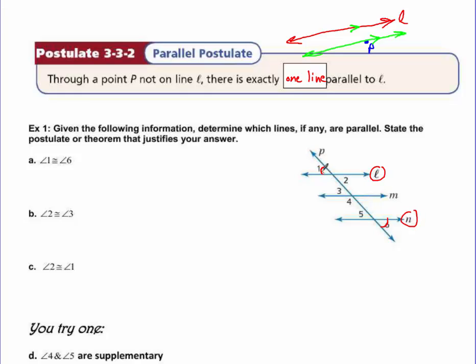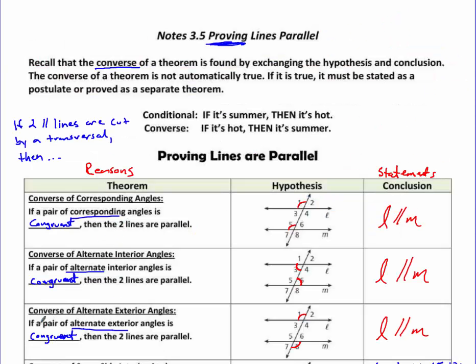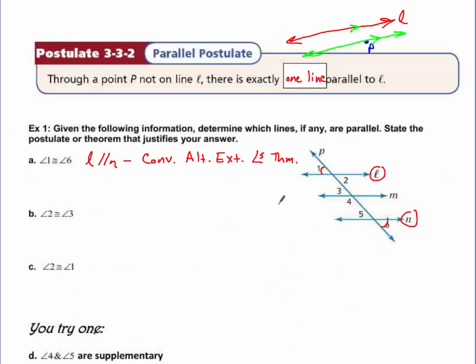So if those two angles are congruent, angle 1 and angle 6, then we must say that L is parallel to N, and our reason is the converse of the alternate exterior angles theorem. And that's on the previous page. We go back. It says if a pair of alternate exterior angles is congruent, then the two lines are parallel. So here's a pair of alternate exterior angles that are congruent, so the two lines are parallel.